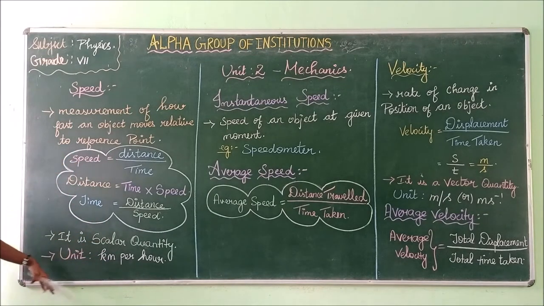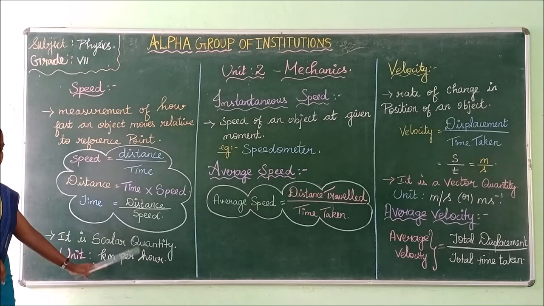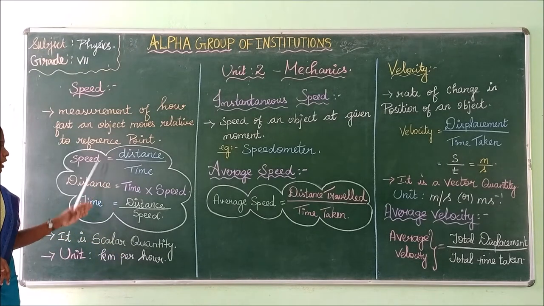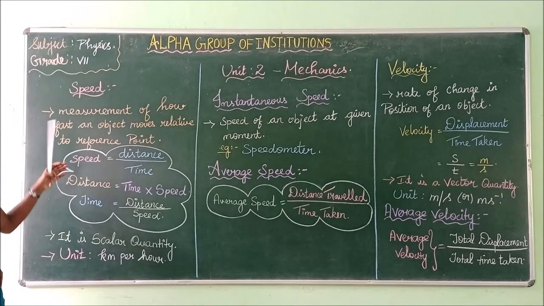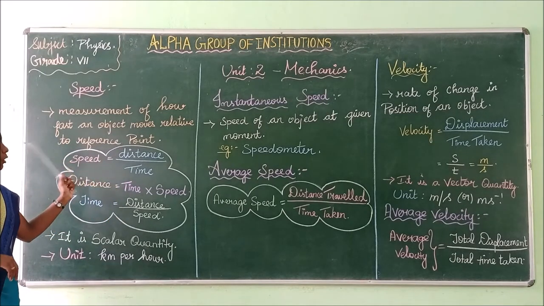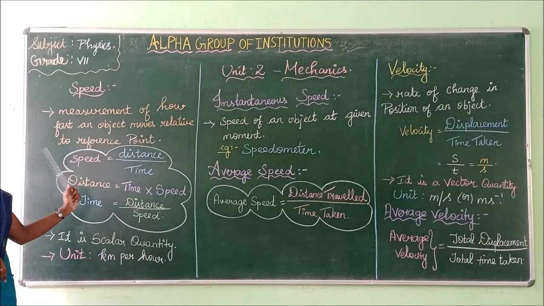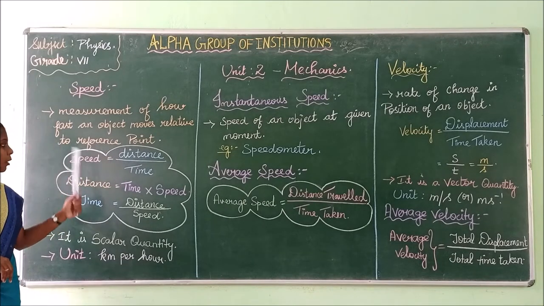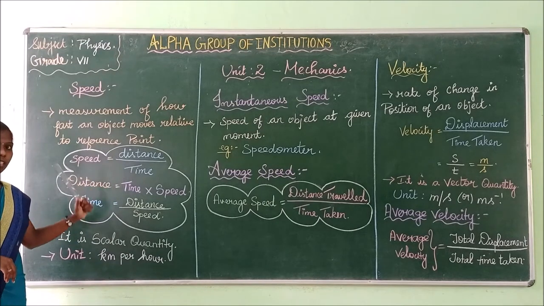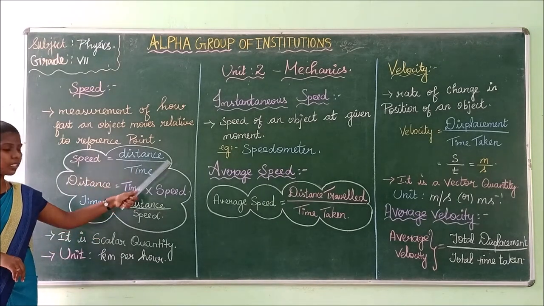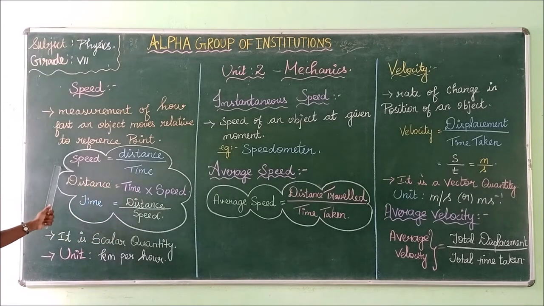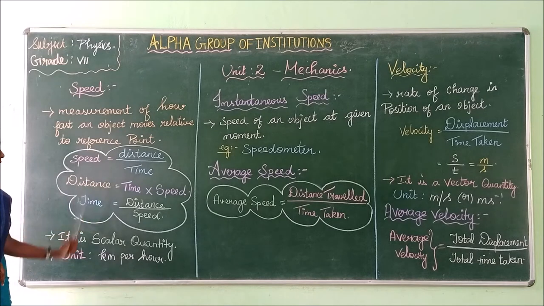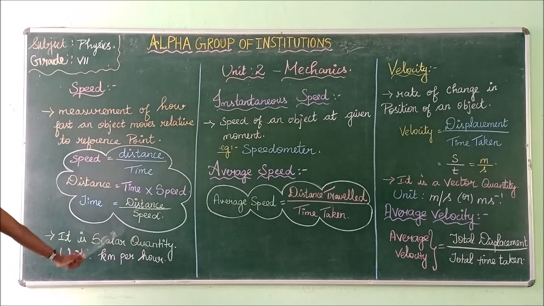So speed has only magnitude, so it is a scalar quantity. As I have said before, the unit of speed is kilometer per hour. Is it clear? Speed is the measurement of how fast an object moves relative to the reference point. The formula to calculate speed is distance by time. The unit of distance is kilometer, the unit of time is hour, so the unit of speed is kilometer per hour. Speed is a scalar quantity as it possesses only magnitude.